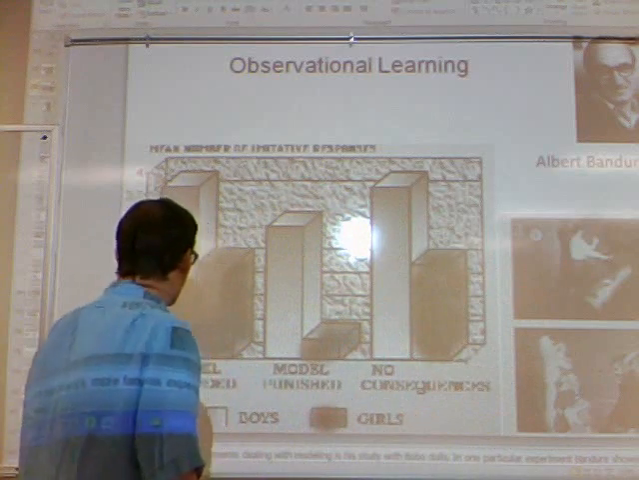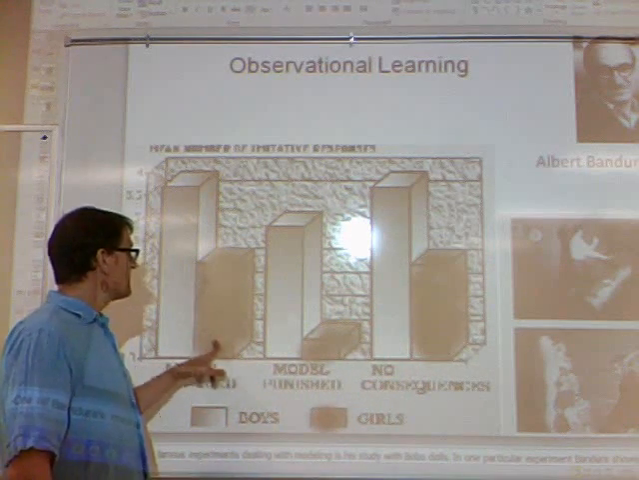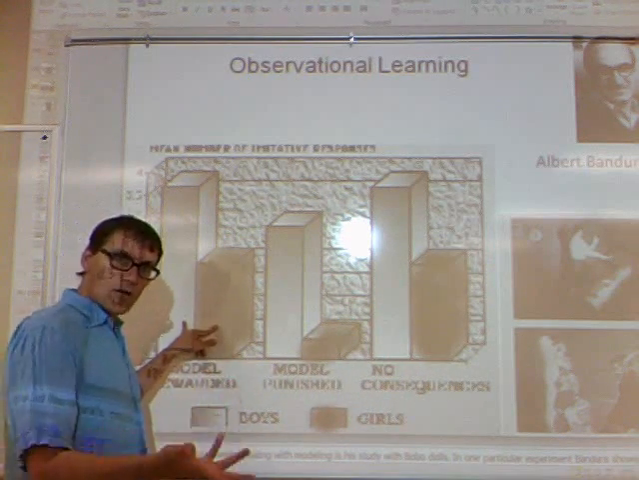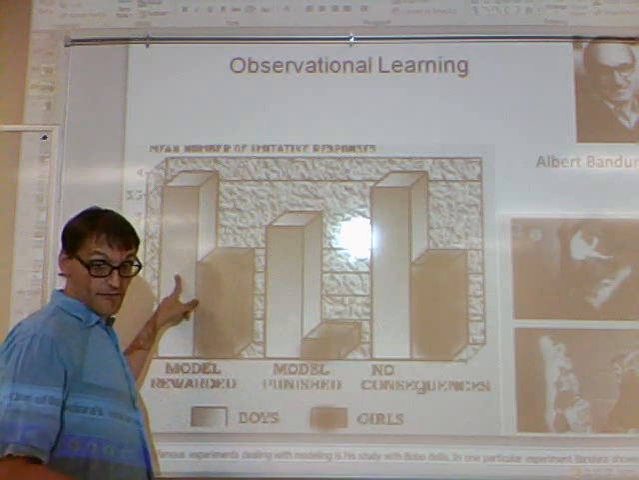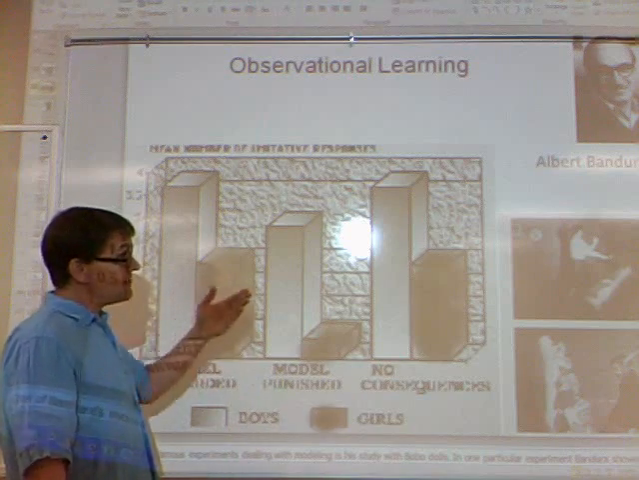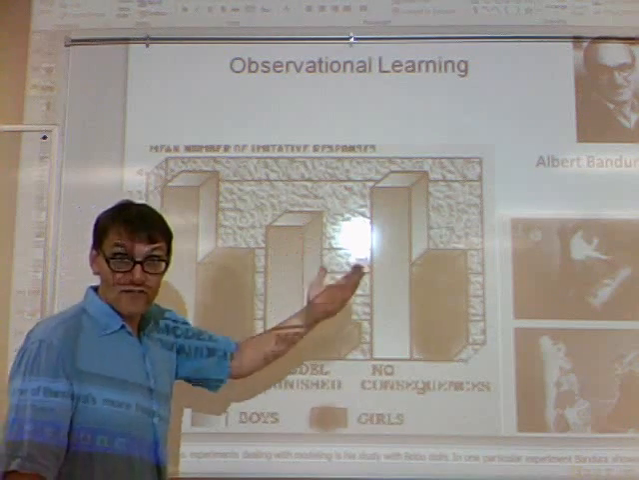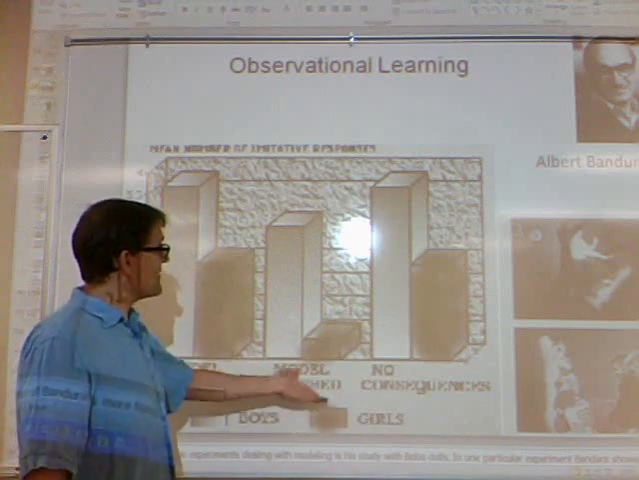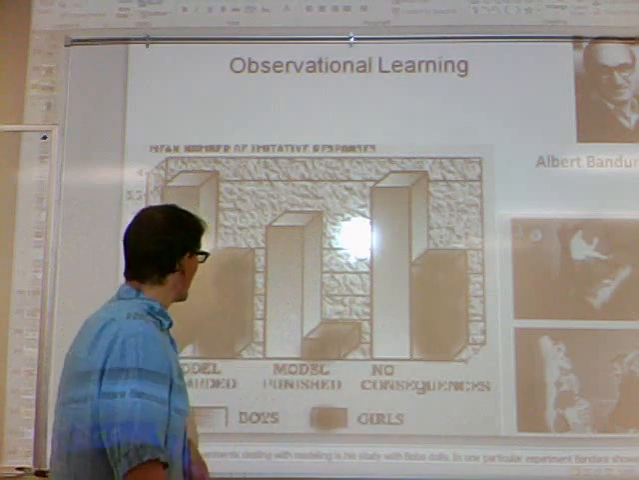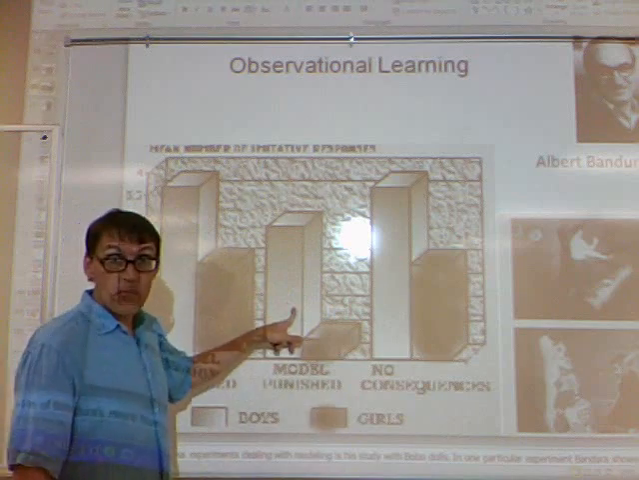So lo and behold, if the model gets rewarded, then the kids are put into that room, you piss them off, put them in that room, and the kids are more likely to follow that behavior. If she was given Cracker Jacks and 7-Up, and you put me in that room, I'm going to beat the shit out of that doll. If she was punished, and this is hilarious, boys aren't all that smart.